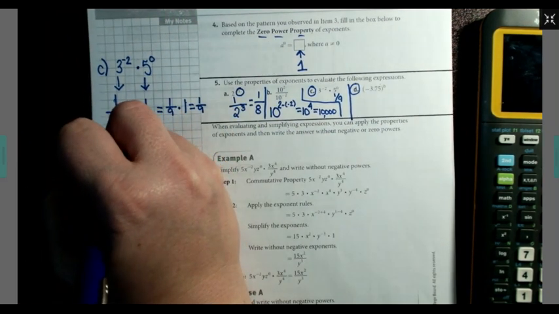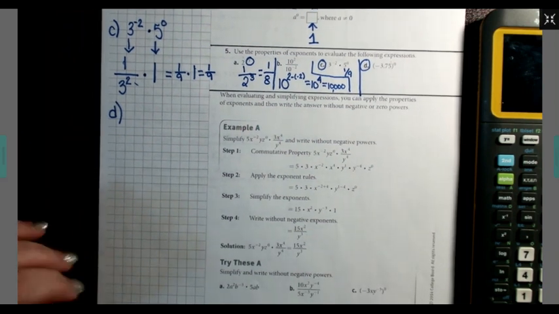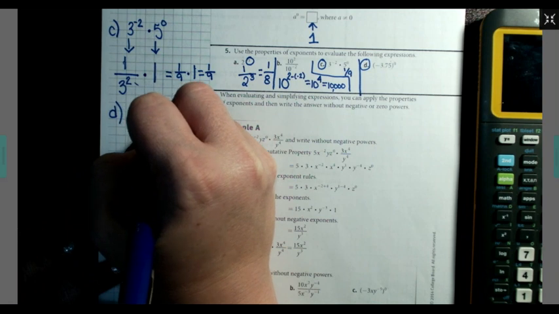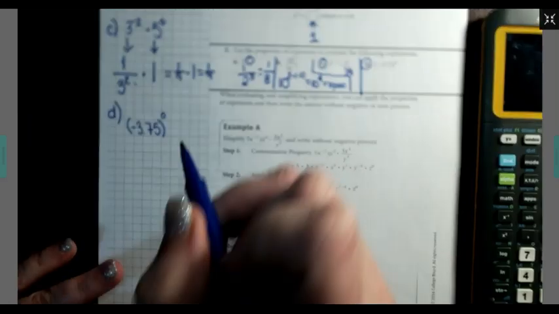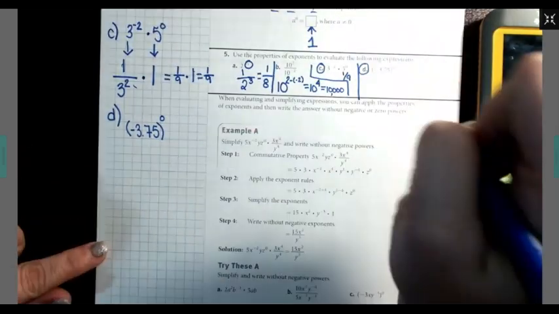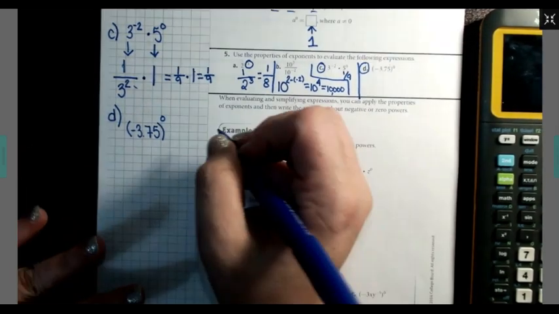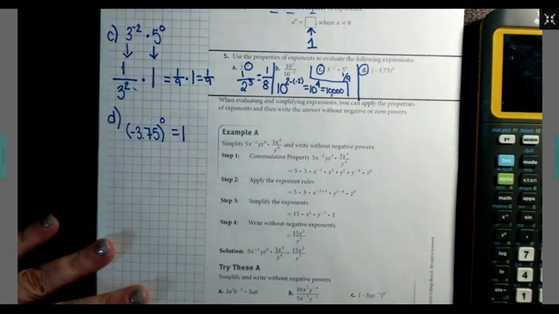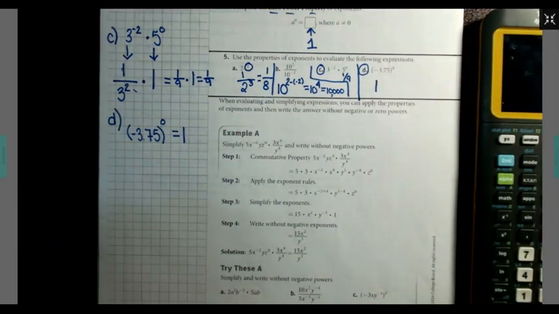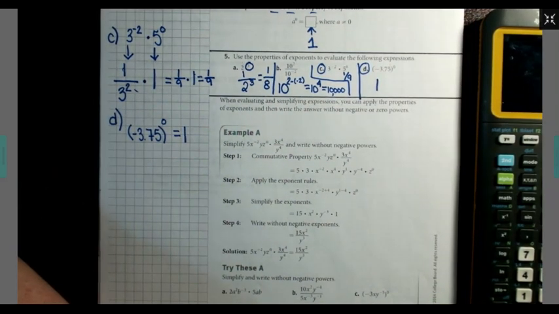Let's take a look at D. D says negative 3.75 in parentheses is raised to the 0 power. I don't know if I can express this enough. Anything to the 0 power is 1 as long as the number wasn't 0. 1. Pretty simple. We're about to dive into example A. So go ahead, get this written down, and you might want to get on another piece of paper.